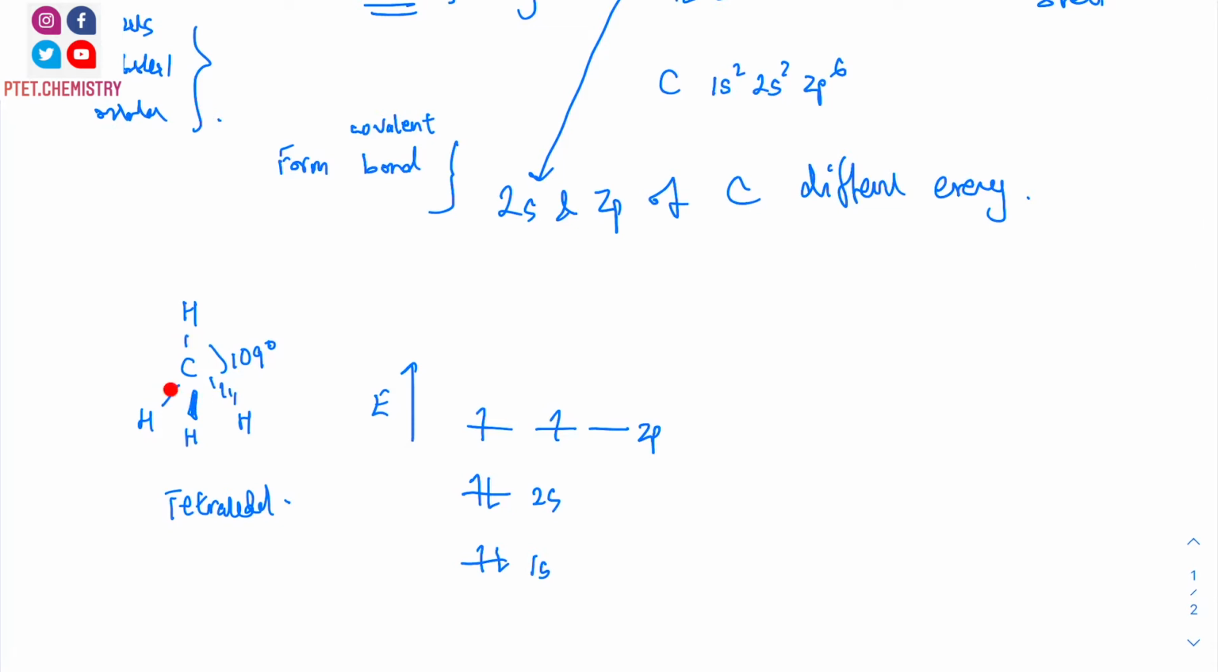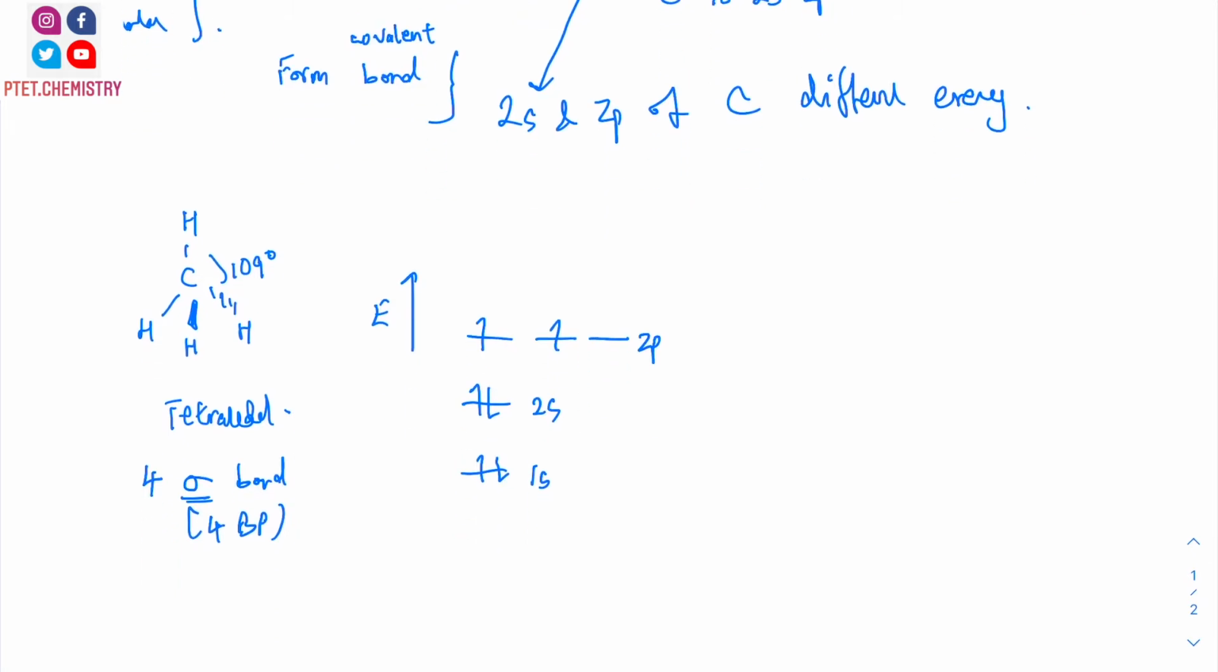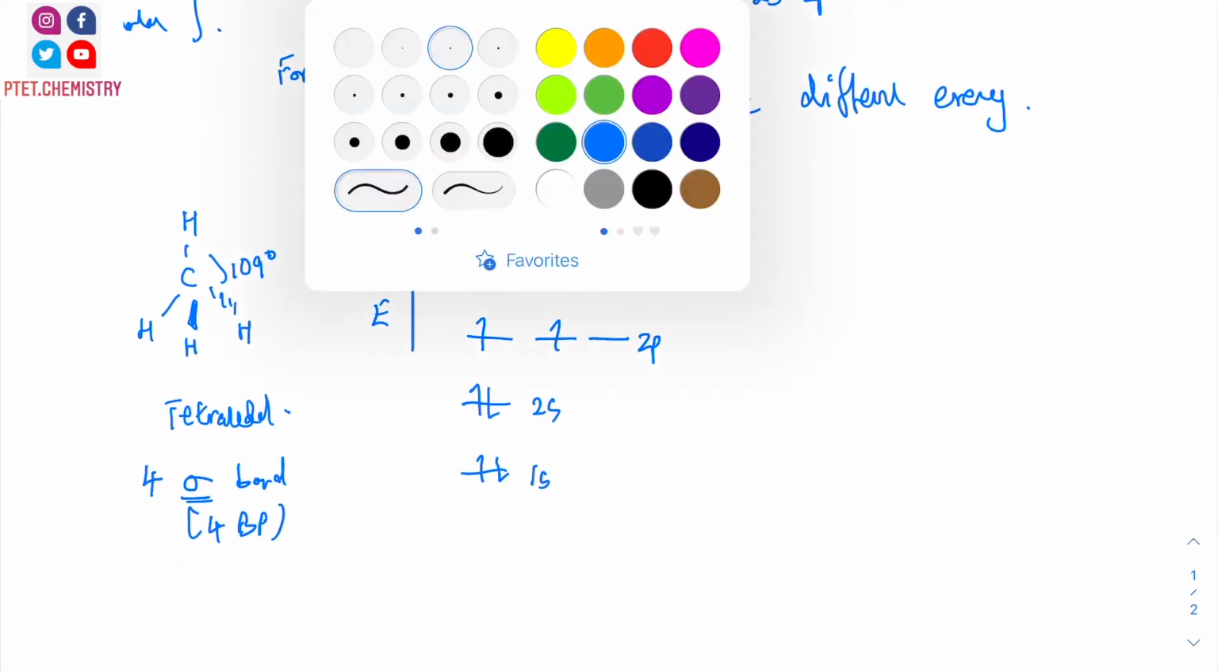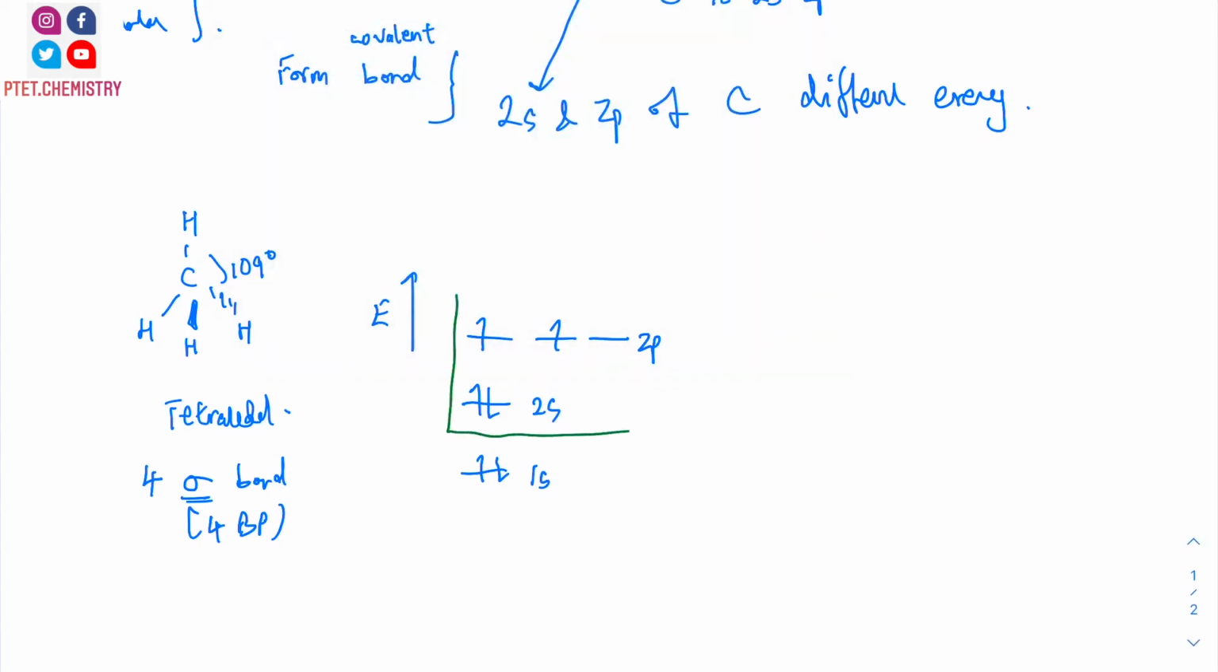You want to form 1, 2, 3, 4. You want to form 4 sigma bonds. So that is 4 bond pairs. Specifically, not just 4 covalent bonds, but 4 sigma bonds. And we only count the sigma bonds for bond pairs of electrons when we did VSEPR, right? We are going to use this here for your hybridization.